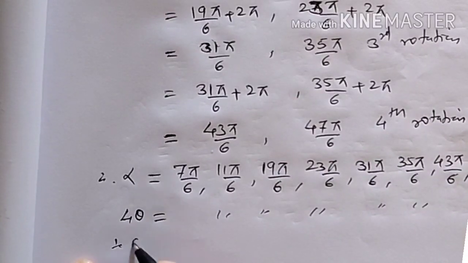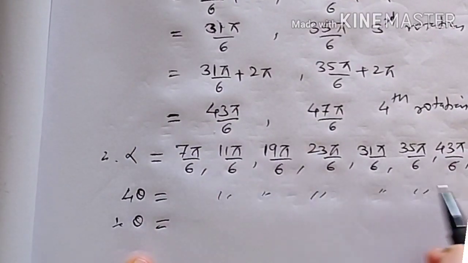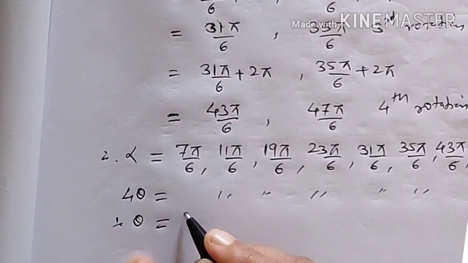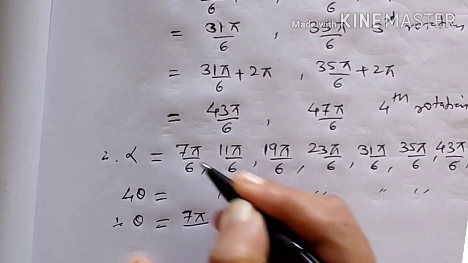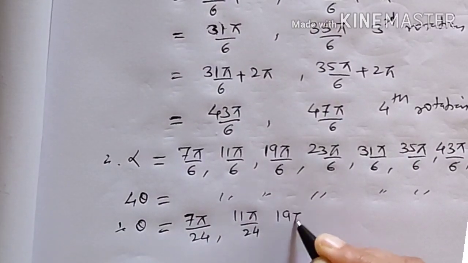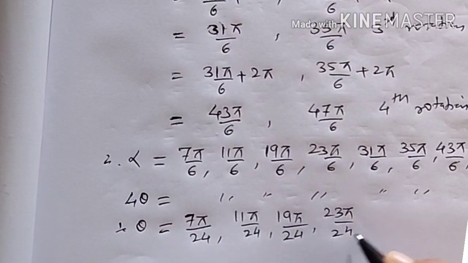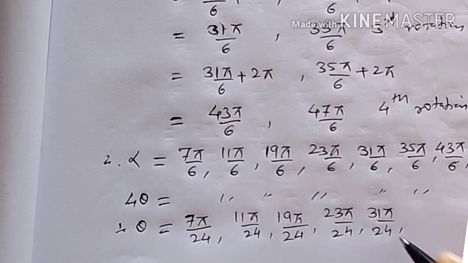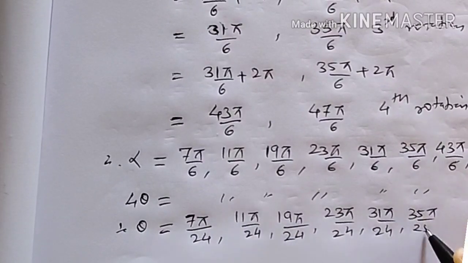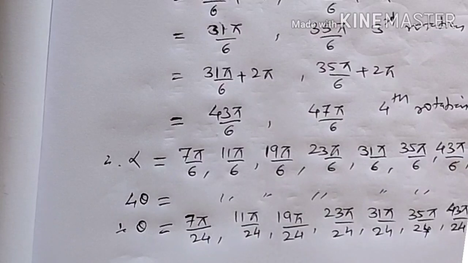Therefore theta is equal to, dividing all this by 4, we get 7 pi by 24, 11 pi by 24, 19 pi by 24, 23 pi by 24, 31 pi by 24, 35 pi by 24, 43 pi by 24 and 47 pi by 24. All these are the possible solutions for the given equation.